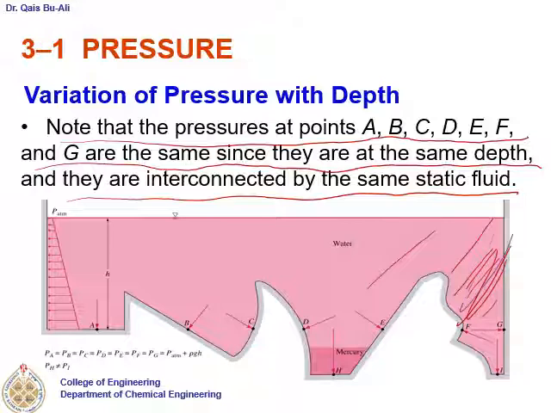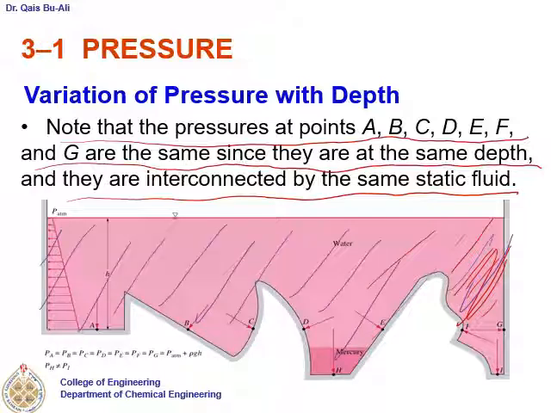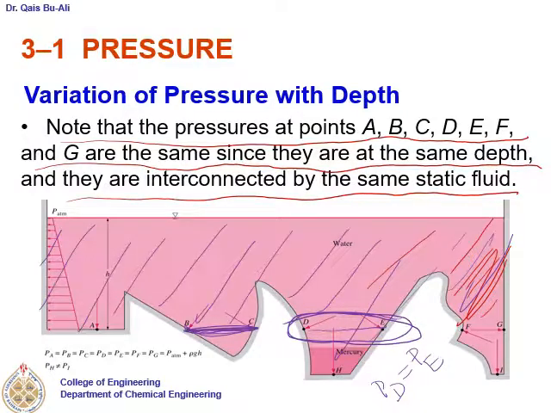So whenever you want to use this concept, you will tell me: in a static fluid, 2 points in the same fluid, at the same elevation, connected by the same fluid, have the same pressure. For example, for D and E, you will tell me that the pressure PD is equal to PE. You have to tell me why. This is because in a static fluid, 2 points at the same elevation, connected by the same fluid, have the same pressure.